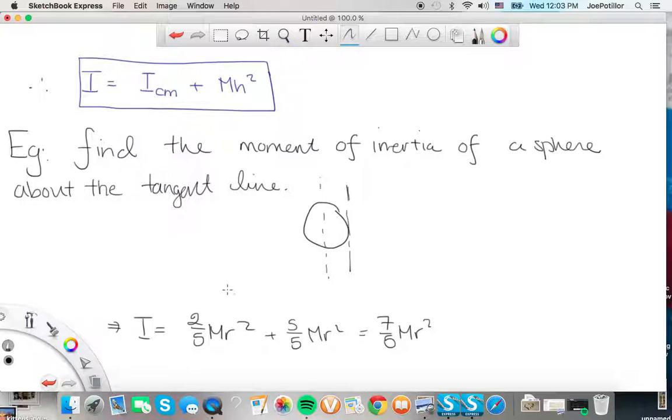This number here, 7 fifths, is bigger than the 2 fifths, right? Meaning what? There's more resistance to rotation about the end. And that could make sense when you're trying to spin a ball, correct? It's easier for you to spin it about the point of its center than it would be for you to spin it about the diameter at the edge or on the tangent line.